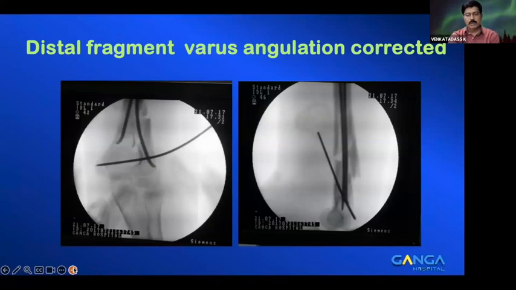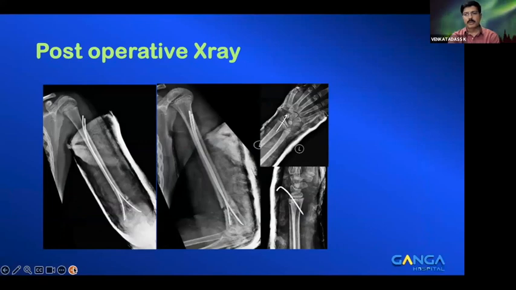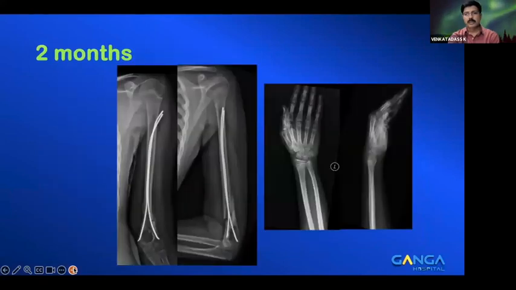We also did an arthrogram to confirm that there was no intra-articular extension of this fracture. This is the arthrogram picture. There was no intra-articular extension, and we were quite happy with the alignment as well as the stability with just 2 elastic nails. And this is the post-operative X-ray of the patient. The distal radius pinning also went on well. I do not have the follow-up of this patient, but it went on to heal well without any major issues. This is the 2 months follow-up, the latest one we have.